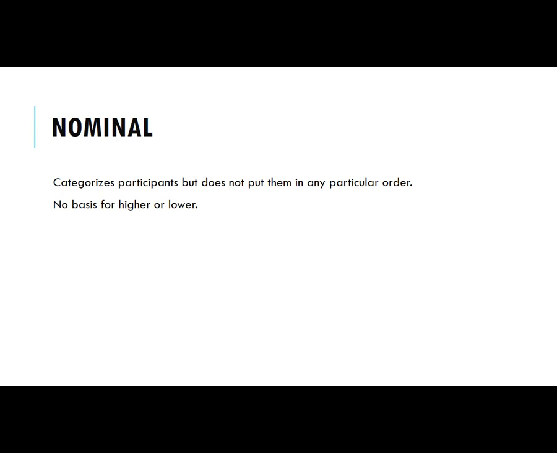So nominal scale of measurement categorizes participants but does not put them in any particular order. No basis for higher or lower. So it's simply a category. It doesn't have any order. It is something that you affiliate with, a way you identify, anything like that. Male, female, your sexual orientation would qualify. We mentioned religious affiliation, political party, anything like that that is just a category. Your relationship status is another one.